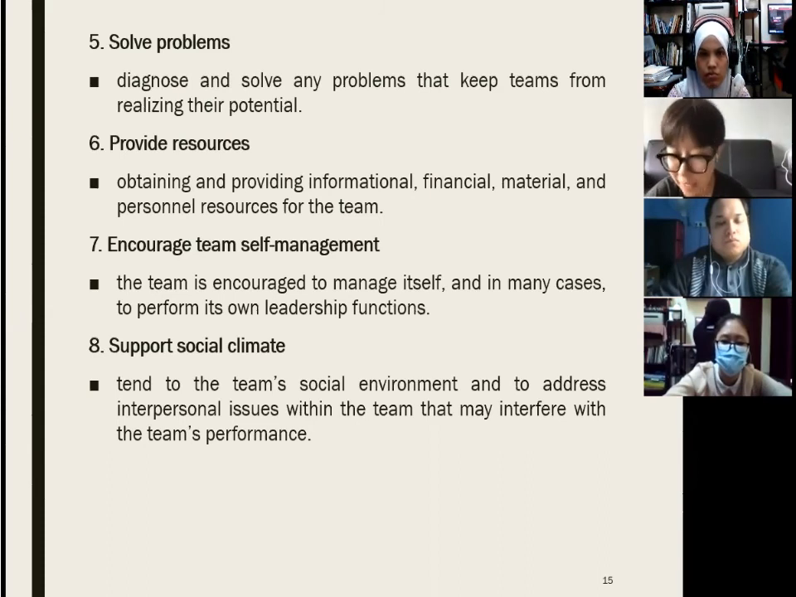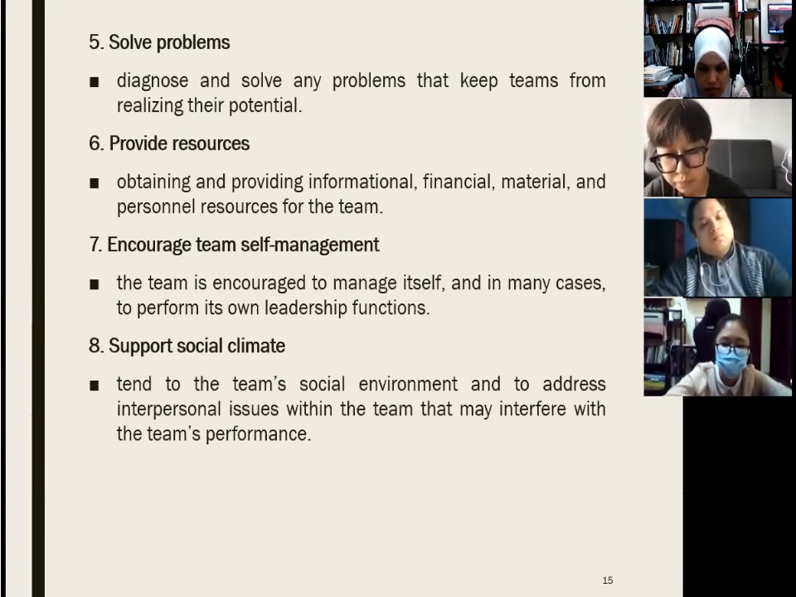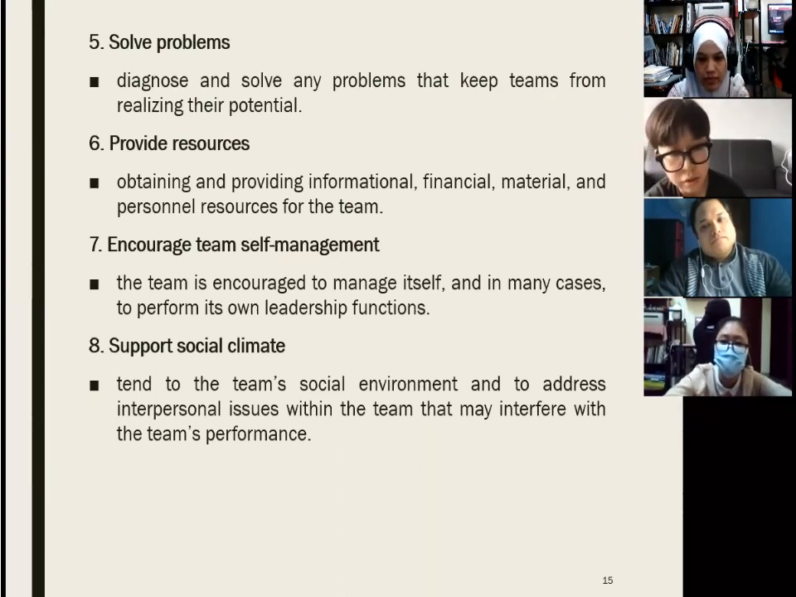And the sixth is provide resources. The next leadership function is to provide resources for the team. This includes obtaining and providing information, financial, material, and personnel resources for the team. And the seventh is encouraging team self-management. In this function, the team is encouraged to manage itself and in many cases to provide its own leadership functions.